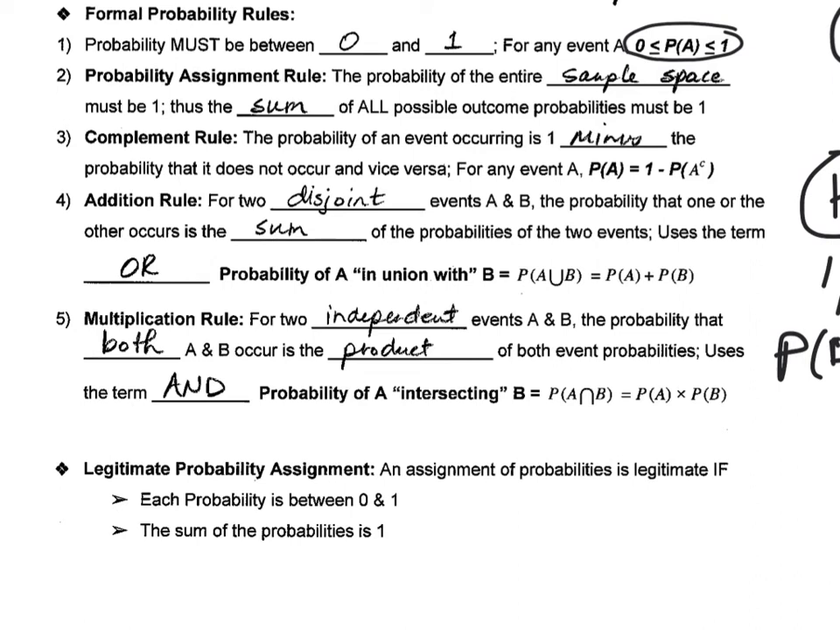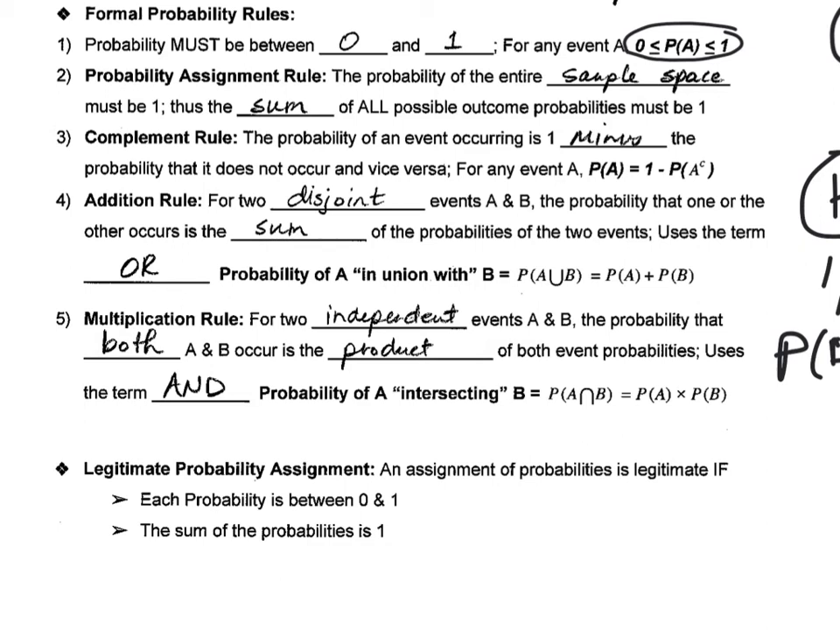The addition rule. It's for two disjoint events, A and B. Disjoint means they're mutually exclusive. The probability that one or the other occurs is the sum of the probabilities of the two events. We use the term or.